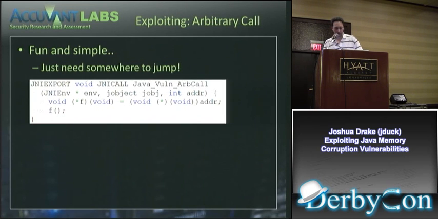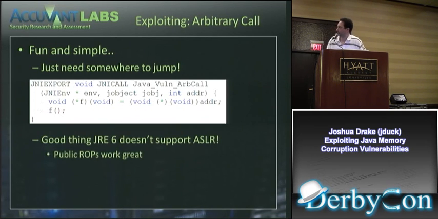So then I played with those for a little while. Obviously, arbitrary call is pretty interesting because these types of bugs sadly still happen, and they're pretty convenient. The code just kind of looks like that, and the nice thing about Java is it's still not supporting ASLR. There are ROP chains out there. You just jump to the ROP, or whatever you want.